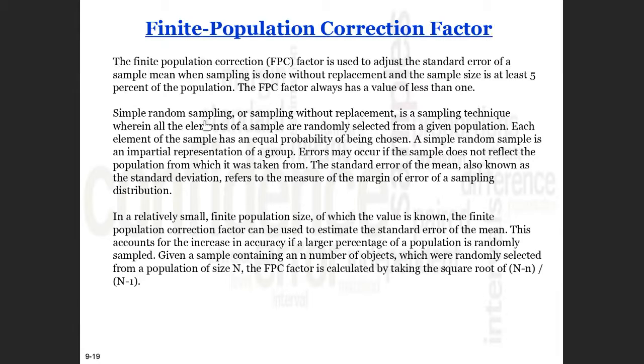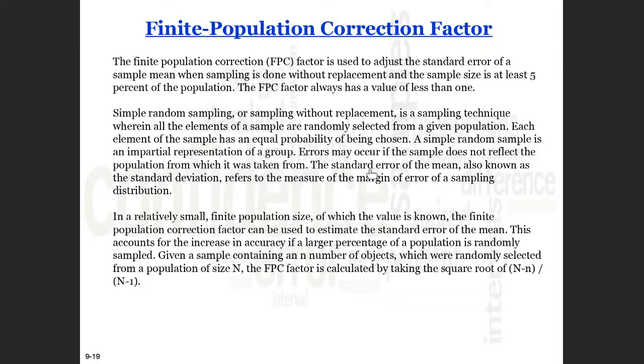Simple random sampling, or sampling without replacement, is a sampling technique wherein all the elements of the sample are randomly selected from a given population. Each element of the sample has an equal probability of being chosen. A simple random sample is an impartial representation of a group. Errors may occur if the sample does not reflect the population from which it was taken.